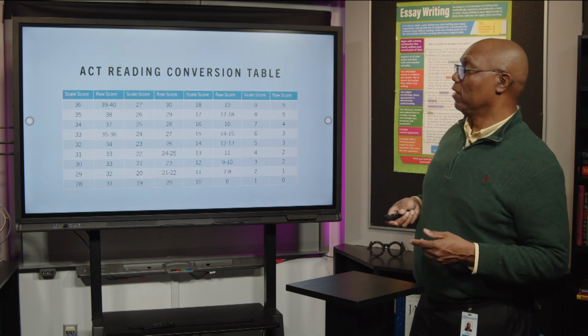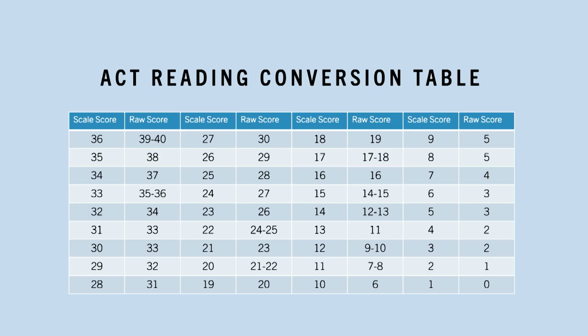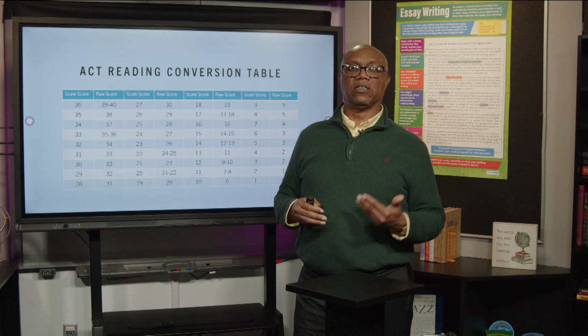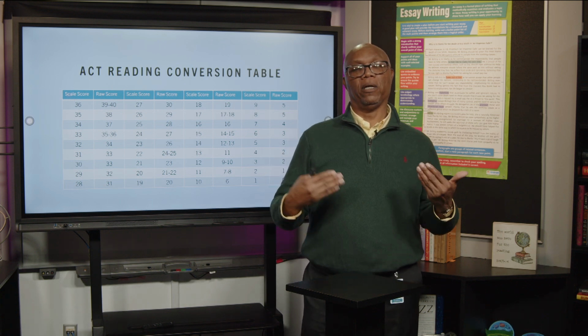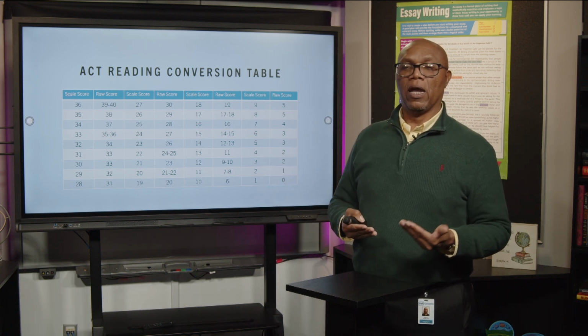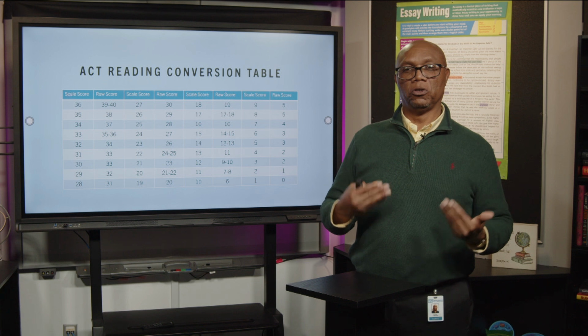All right, ACT reading conversion table. As we said, you have the scale score, which is what's sent to your school and to you, and then the raw score. Let's look at one example here. If you were able to make a 36 on ACT, and that was the scale score, that would be the score that will be sent out to you in your score report and to the school that you choose to send it to.